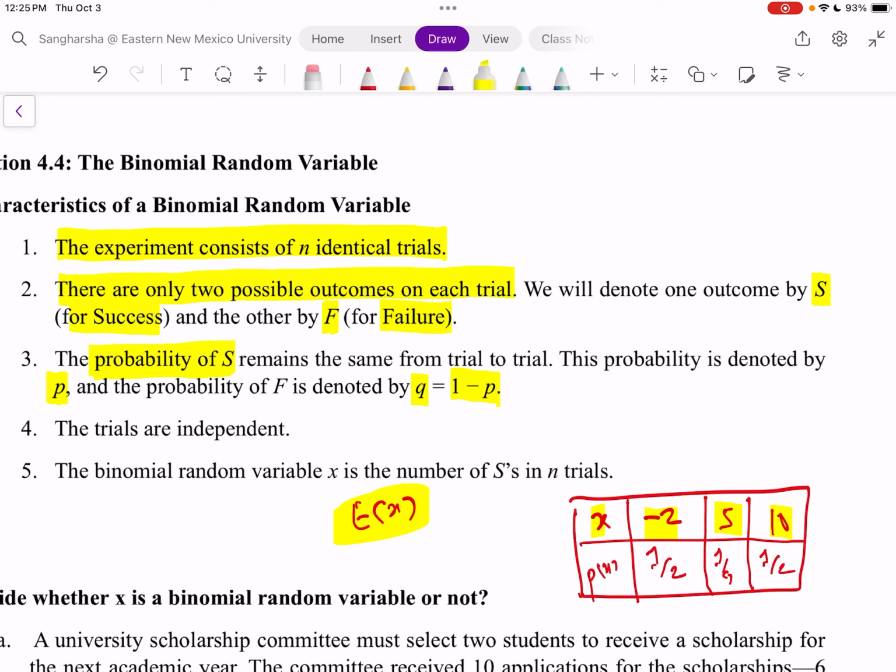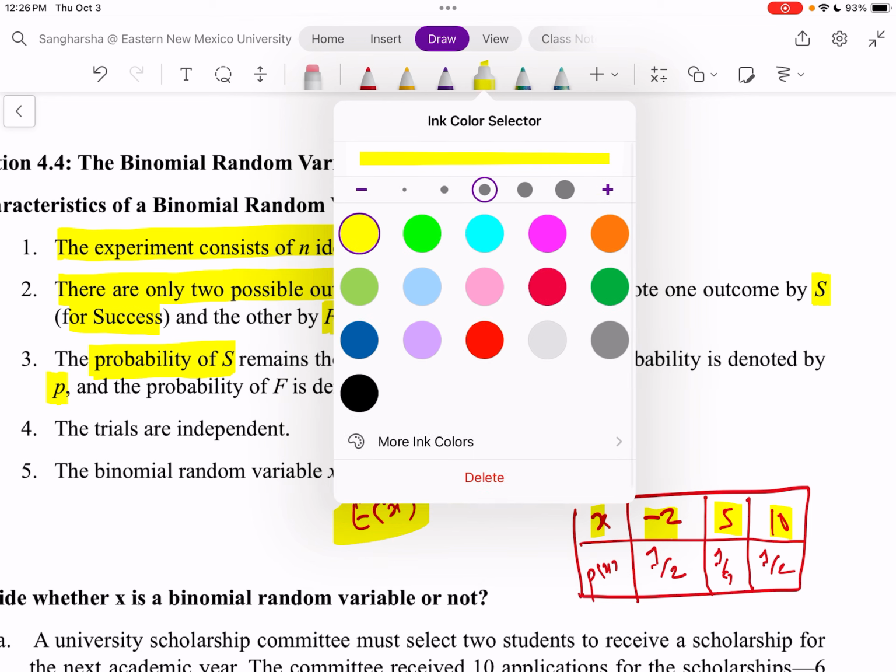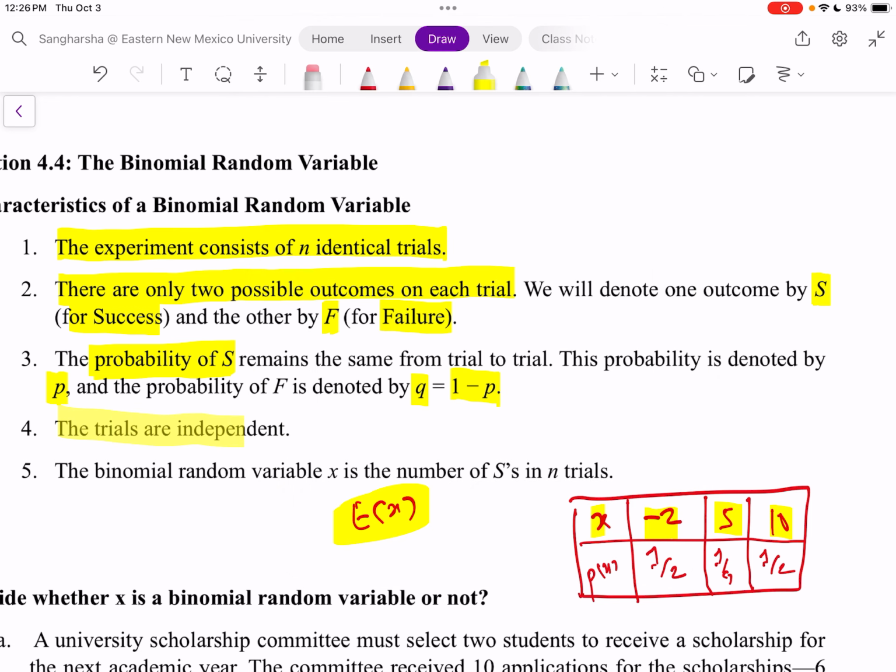So if you have P as a probability of success, 1 minus P is your Q, and Q is the probability of failure. Okay, so this is the third characteristic. The next one: the trials are independent. Okay, so here the trials have to be independent.